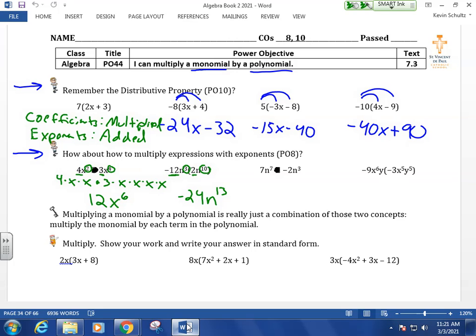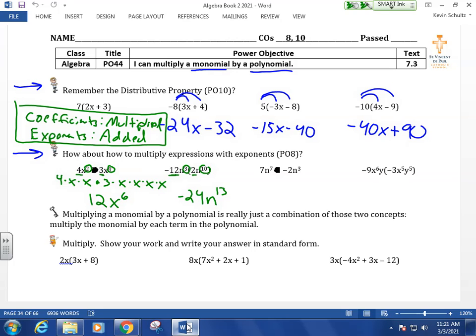Isn't this smart math going on right now? Yeah, this is pretty good stuff. What about the third one? What do you come up with for that? 7n to the 7th times negative 2n cubed. Pay attention to this. It's all right here.